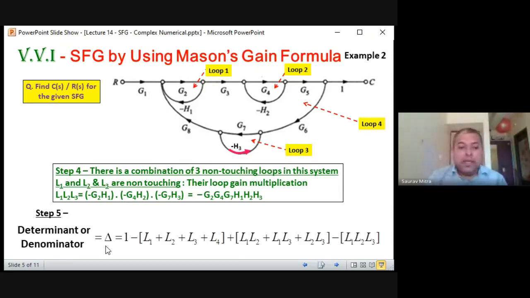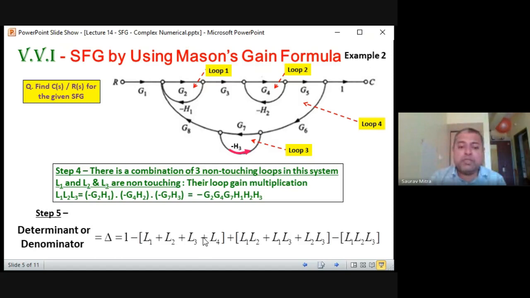This is delta. Okay, so there are two different things. One is delta. Delta is the denominator. What is that? 1 minus the addition of all the individual loop gains. That is the first loop, so here instead of L1 you will write minus G2H1. In case of L2 you will write minus G4H2. In case of L3 you will write minus G7H3. In case of L4 we will write G2, G3, G4, G5, G6, G7, G8.